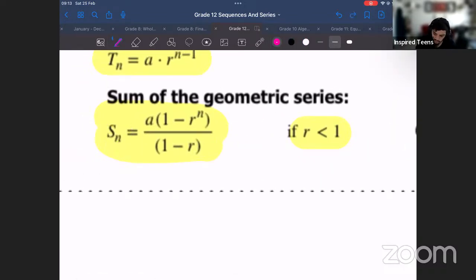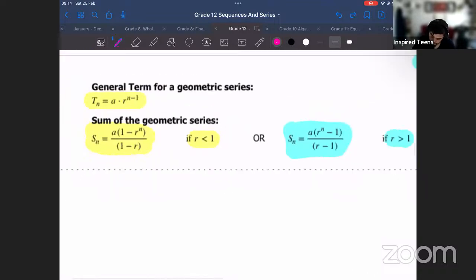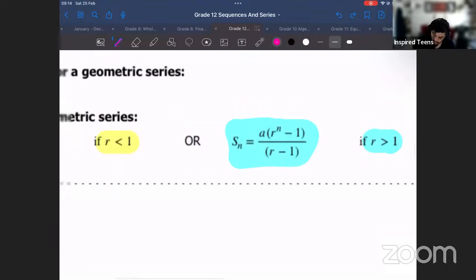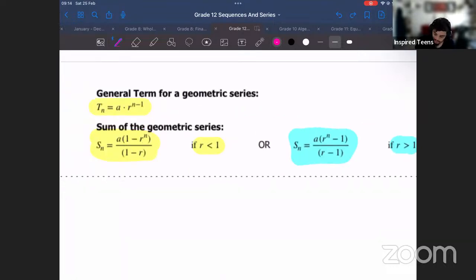And if we look at the differences, so let's just discuss it. Sn, the sum of however many terms, is equal to the first term, open brackets, 1 minus the constant ratio to the power of the term number, over 1 minus the constant ratio. And then this is just the other way around: r to the n minus 1 and r minus 1, instead of 1 minus r to the n and 1 minus r.